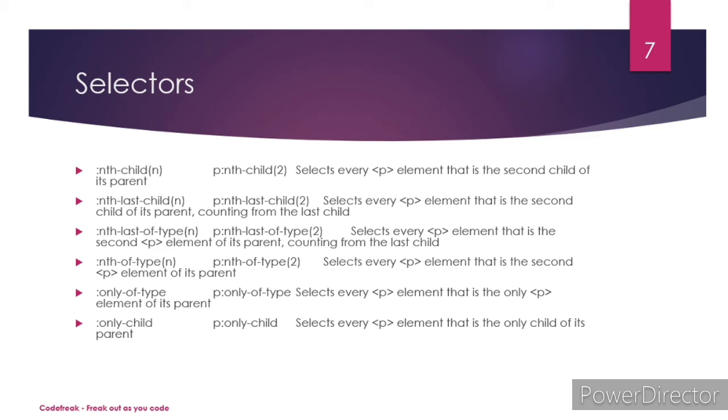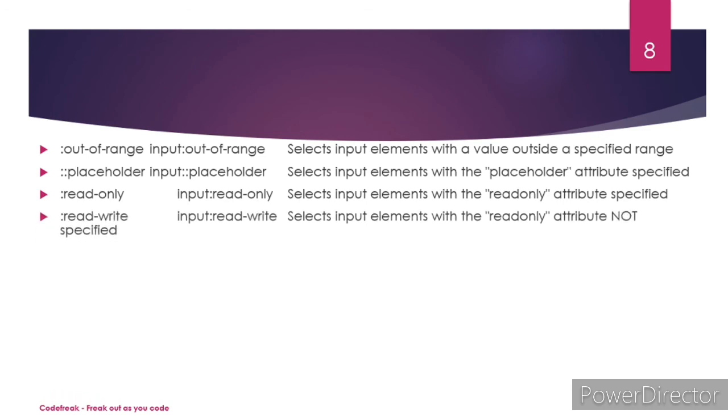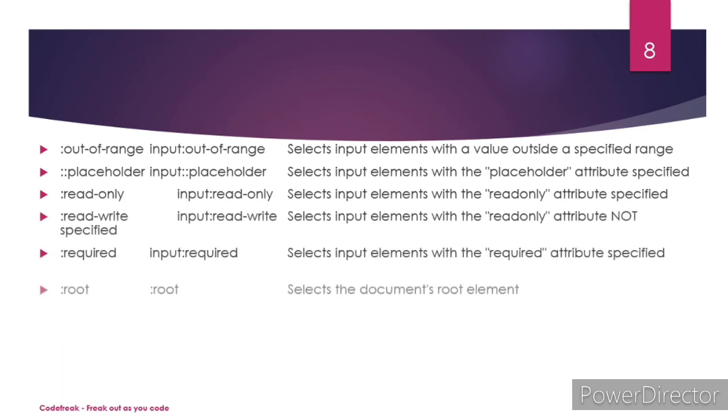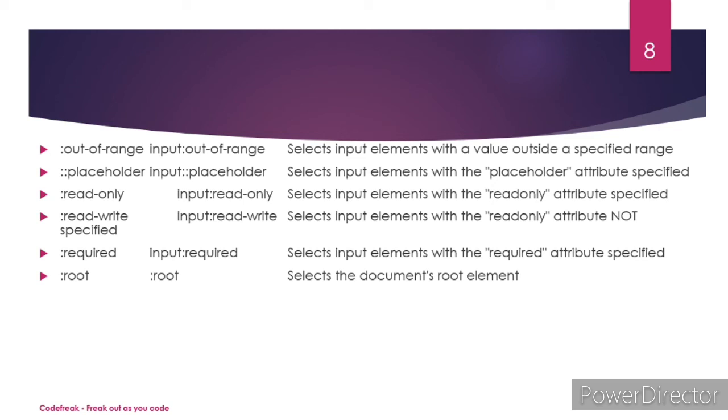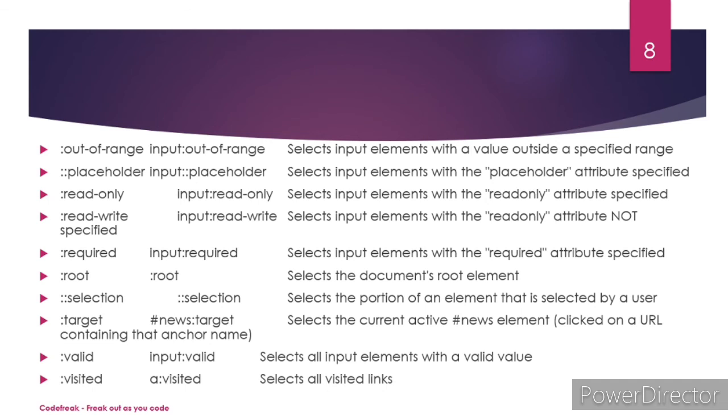So then you have only of type, only child, then you have optional. So there are many more here, out of range, placeholder. So it takes elements which have placeholder in it. So that is read only elements only. Then read write, required fields, we have talked about that. Root, then we have selection, then we have target. Target selects the current active element clicked on a URL containing that anchor name. Then you have valid, then you have visited.